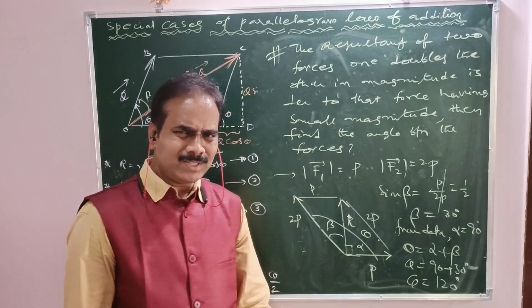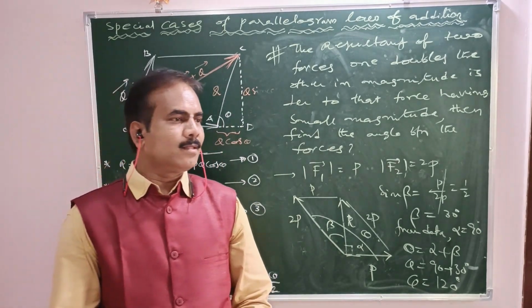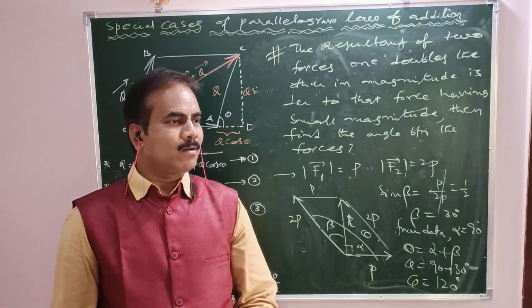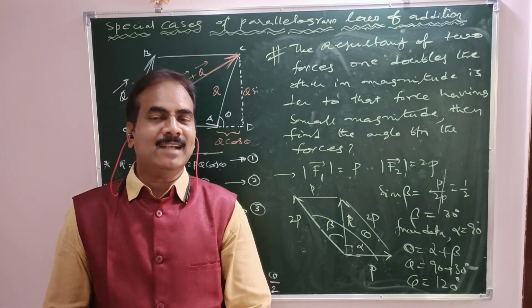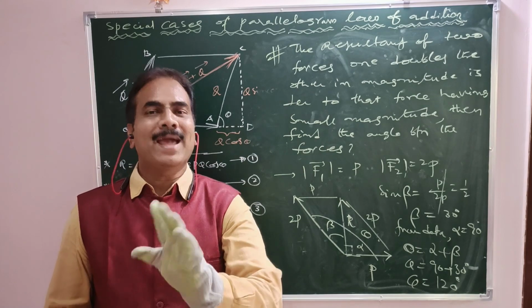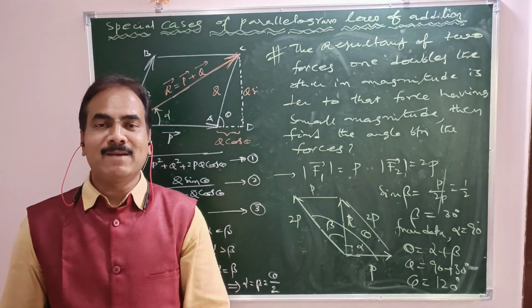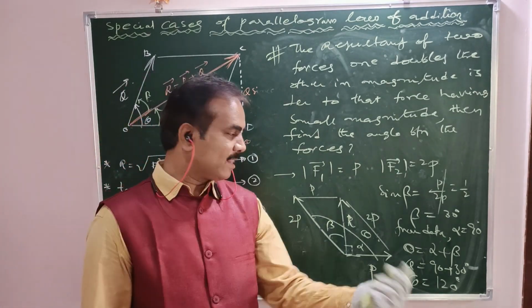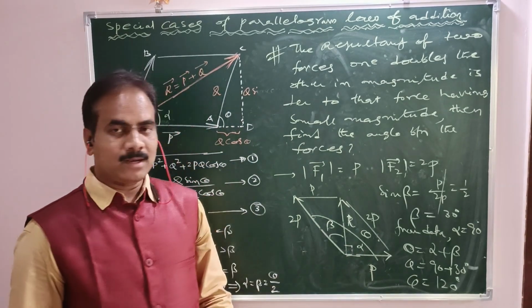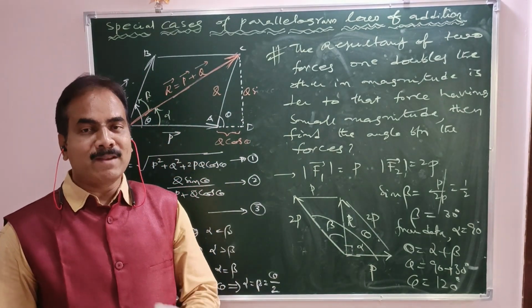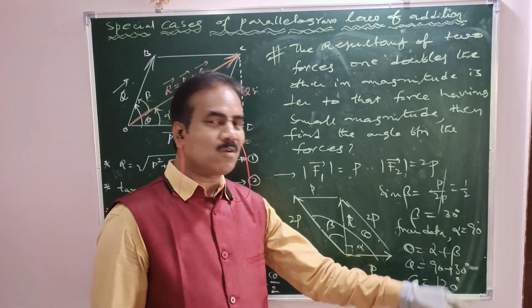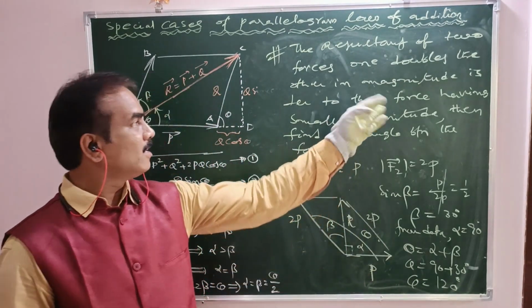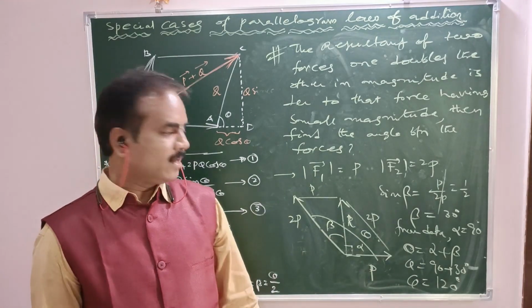Once again, if the resultant of two parent vectors acts at right angles to one of the parent vectors, definitely the angle between the parent vectors must be greater than 90 degrees. Here the angle between parent vectors is 120 degrees in this case.